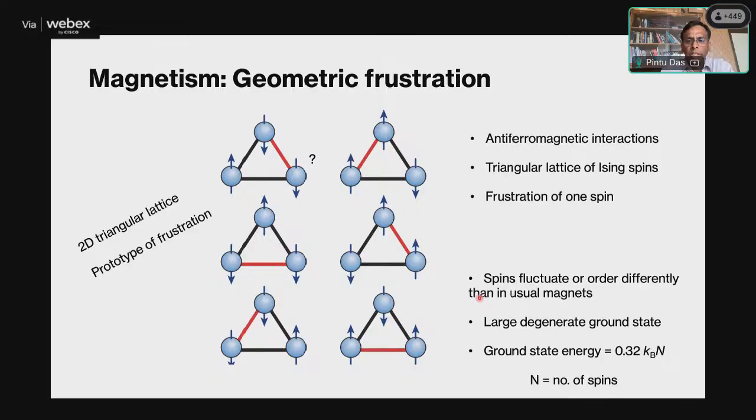And therefore, at very low temperature or at the ground state, you have a large number of degenerate ground states, and therefore the entropy, if you calculate it, is given by 0.32 times Boltzmann constant times N, which is the number of spins. So you see, this is extremely large. If the number of spins in the system you are looking at is large, then the system will have a very high entropy at the ground state. So this is very interesting.